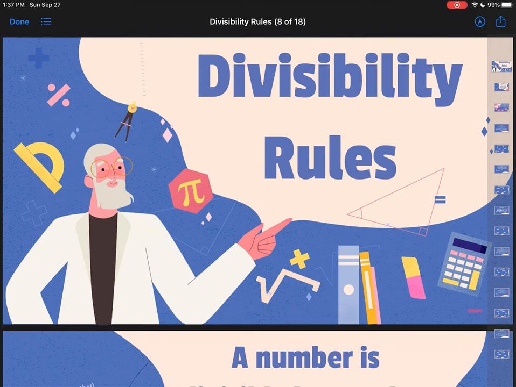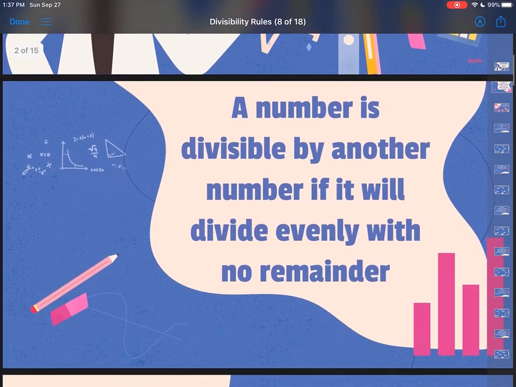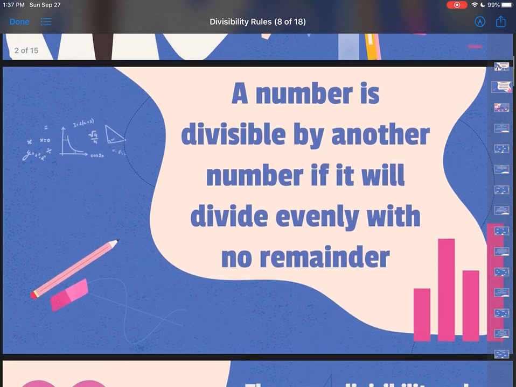So today we're going to be discussing divisibility rules. Divisibility rules are basically rules that we follow in order to determine if a number is divisible by another number. A number is divisible by another number if it will divide evenly with no remainder. Any numbers that I divide and end up having a remainder, that's not what we're dealing with right now. We're only talking about numbers that go in evenly, completely, nothing left over.